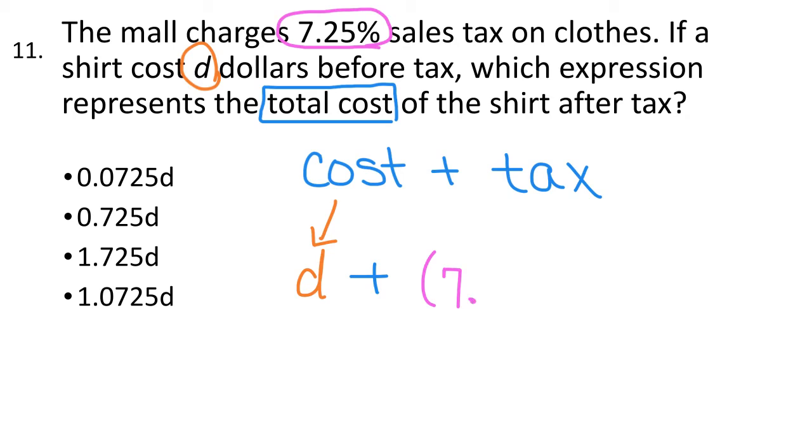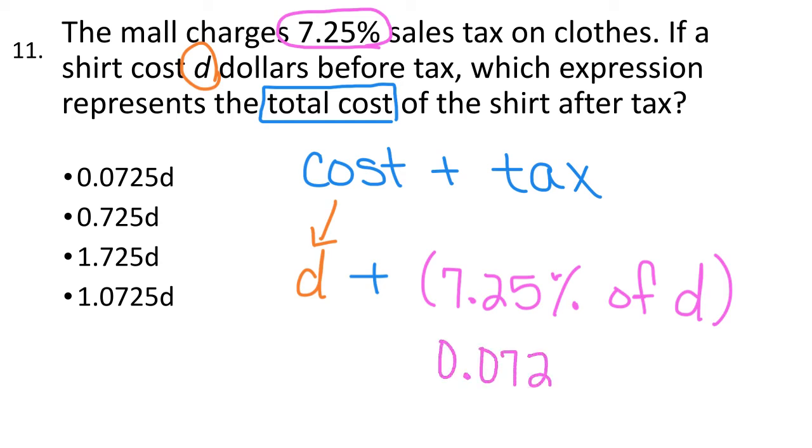That is 7.25% of the cost of the shirt being D. 7.25% of D is a multiplication problem. Converting our percent to a decimal by dividing by 100 or moving the decimal 2 places to the left, we have 0.0725, and of means multiplication, times D. And then we're going to include the rest of the problem, that we're adding it to the cost D.